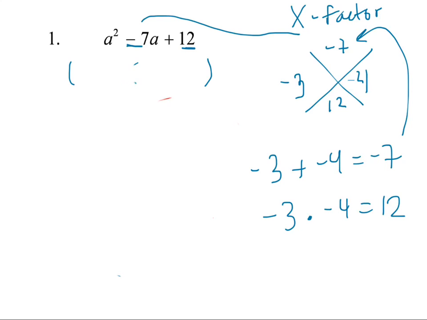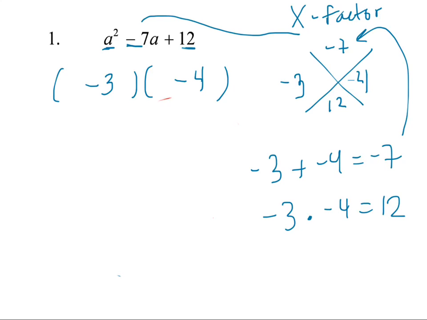So the way that I put them back in the binomial is, let me make this a little neater. A, sorry, that should be A. So here we have these two binomials that were multiplied to get the trinomial we see here, a squared minus 7a plus 12. And we know that the constants are going to be -3 and -4. I'm not going to think of them as negative, I'm going to write them as the operation, -3 and -4.